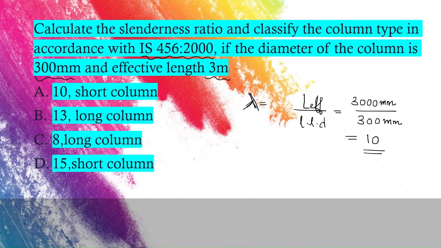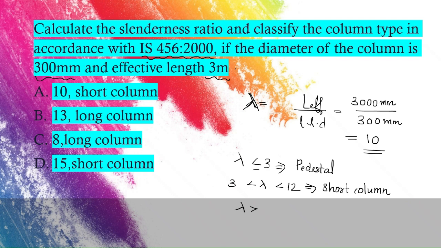Okay, and we know that if the slenderness ratio is less than or equal to 3, we can say that it is a pedestal. And if the value of slenderness ratio comes between 3 and 12, we can say that it is a short column. And if the value of slenderness ratio is greater than or equal to 12, we can say that it is a long column.